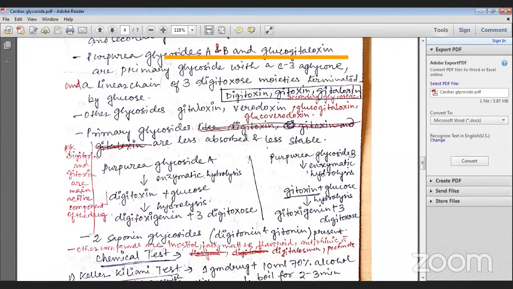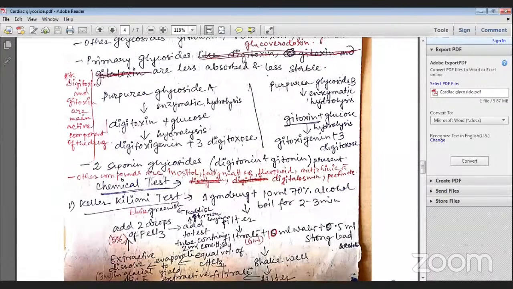The digitoxin and gitoxin are the main active components of the drug. Apart from the primary and secondary glycosides, there are 2 supporting glycosides present, digitonin and gitonin. It also contains flavonoids, fatty substances, pectin, etc. So these are the main chemical constituents of digitalis.